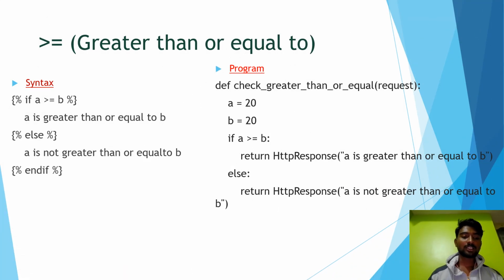Then greater than or equal to. In this greater than or equal to equation, if a is greater than or equals to b, then a is greater than or equals to b, else a is not greater than or equals to b. This is the syntax for this greater than or equals to. Let us see an example. If a is equals to 20 and b is equals to 20, then we return the output as a is greater than or equals to b, since a equals b. If you write b is equals to 30 also, it will produce a is greater than or equal to b. If we write a is equals to 10 and b is equals to 20, it returns the output as a is not greater than or equals to b.